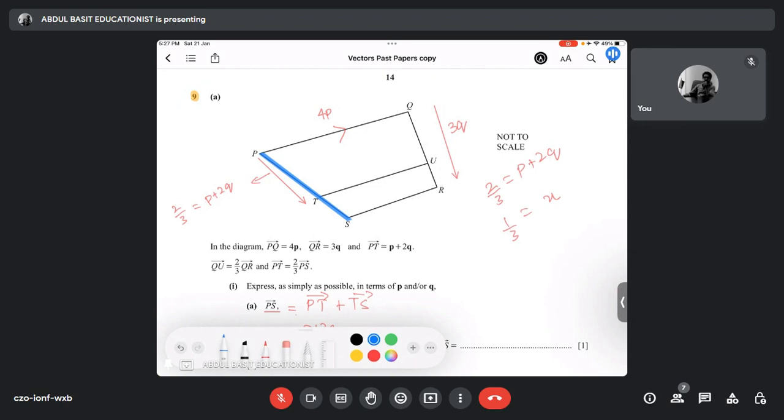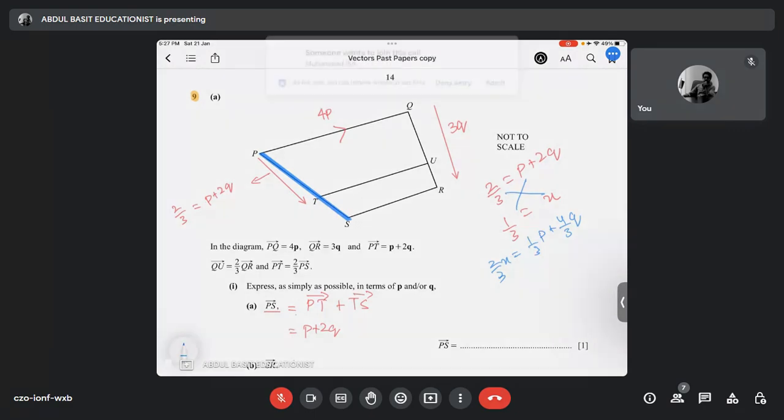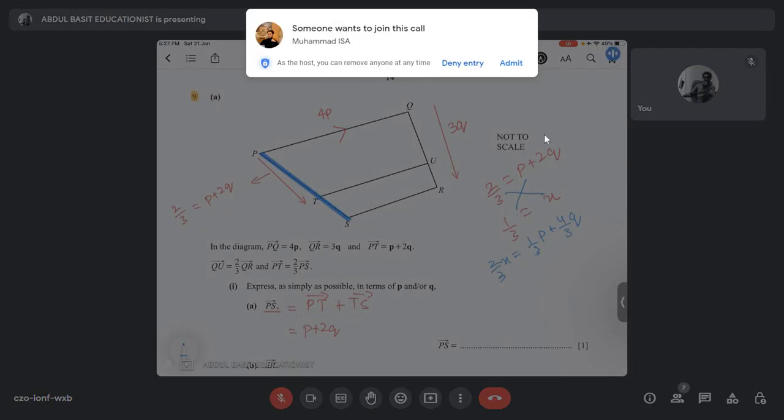Let's cross multiply these with each other, so it would be 2 by 3 x is equal to 1 by 3 times p plus 2 twos are 4, 4 by 3 q. Is this clear, everybody? Sir, can you explain this question again? Okay, wait a minute.